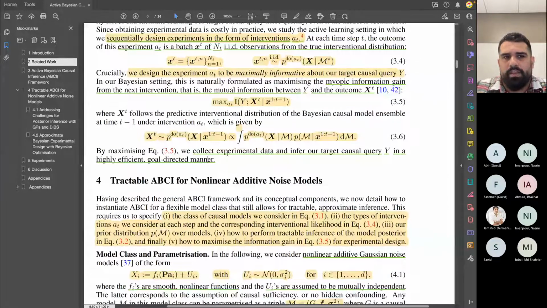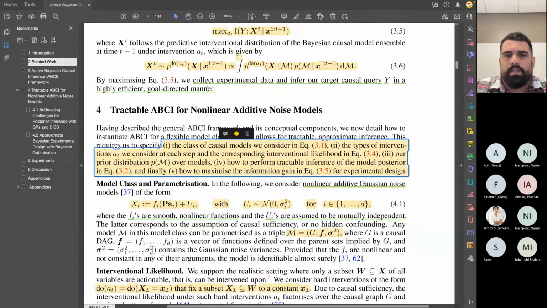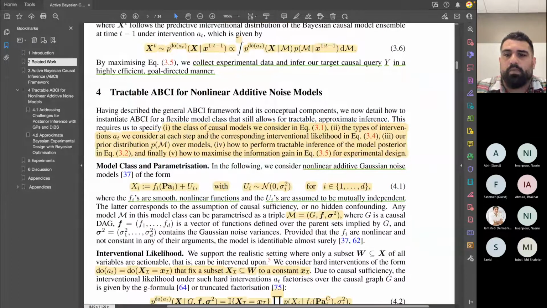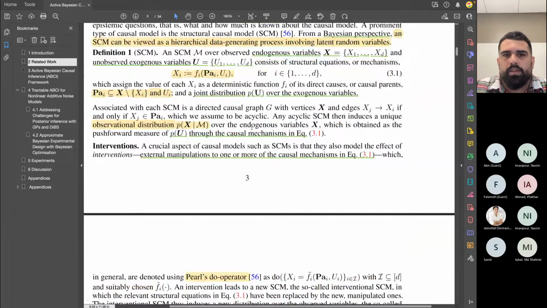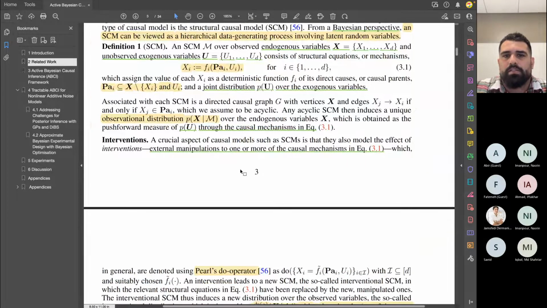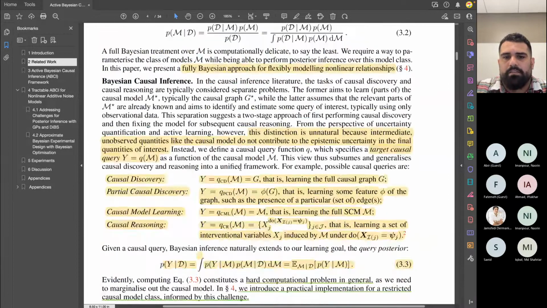So after this section, they talk about their ABCI algorithm and framework and what the steps involved in this are. The first step, as we mentioned, is having a class of causal models to consider. So equation 3.1 that they show here. So they start with having a basic framework or SCM based on the information they have.